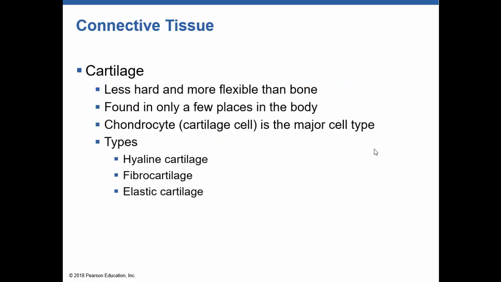Cartilage is less hard, more flexible than bone, and it's really only retained in a few places in the body. These are called chondrocytes, and you have hyaline cartilage, fibrocartilage, elastic cartilage. Some examples of where cartilage is found would be your ears, your nose. In your sternum, you have some cartilage, some of which connects your ribs to your sternum and so on.